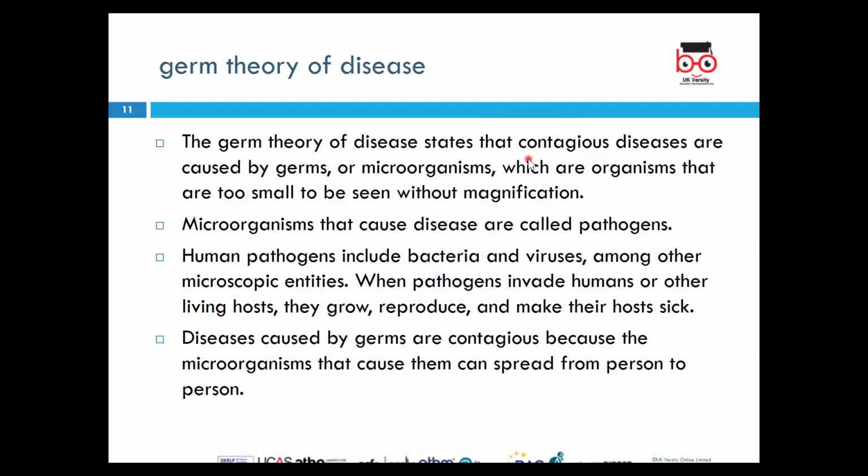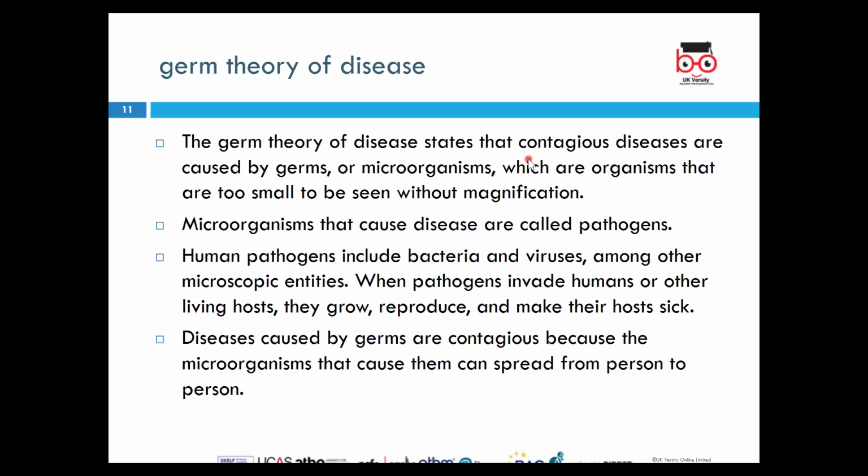They cannot be seen without proper magnification through a proper microscope. Microorganisms that cause disease are called pathogens. Patho is disease and gens is the organism, so pathogens are those organisms that cause the disease. Let's say a rat is not a pathogen; it's a vector that carries the plague virus.